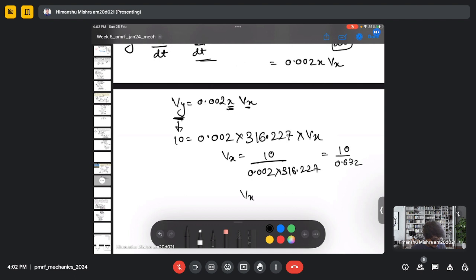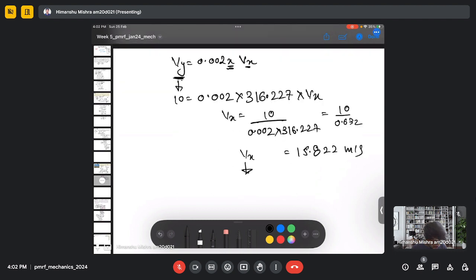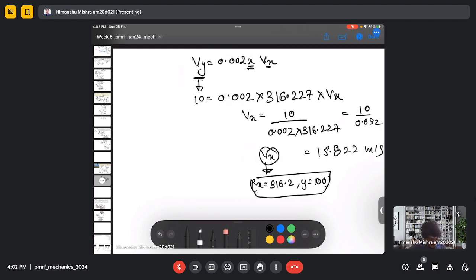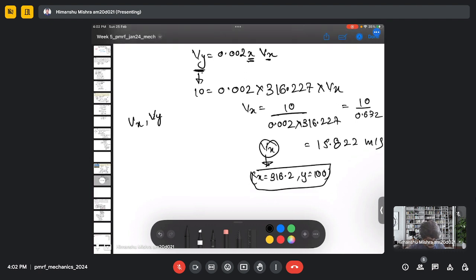So my Vx is 15.82 meter per second, and this Vx is at x equals 316.2 and y equals 100. At this position, this is my Vx. Now we have Vx, we have Vy. We can now calculate the magnitude of velocity. And this magnitude is at this position, x and y.